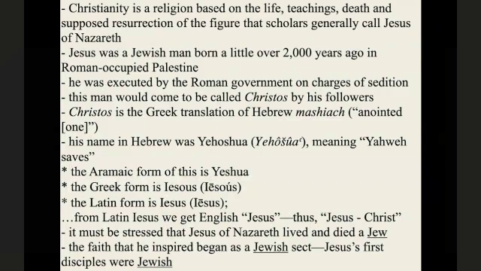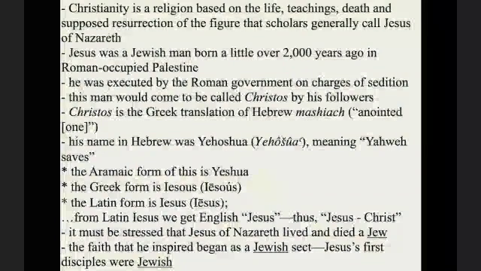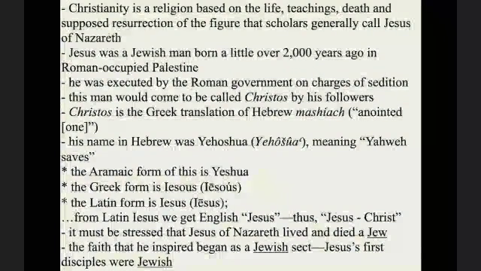This man would come to be called Christos by his followers. Christos is the Greek translation of Hebrew Mashiach, which means anointed one. His name in Hebrew was Yehoshua, there's the transliteration of it, meaning Yahweh saves. The Aramaic form of this is Yeshua. The Greek form is Jesus. The Latin form is Jesus. From Latin Jesus, we get English Jesus, thus Jesus Christ.